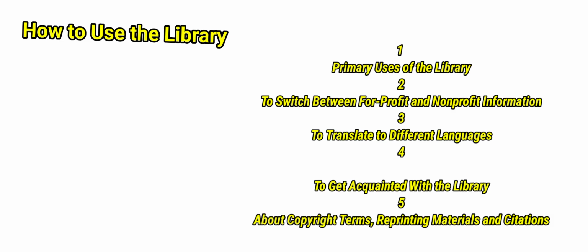Primary use of the library. One, primary use of the library. Second, to switch between for-profit and non-profit information. Third one, to translate to different languages. Fourth one, to get acquainted with the library. Fifth one, about copyright terms and reprinted materials and creations.